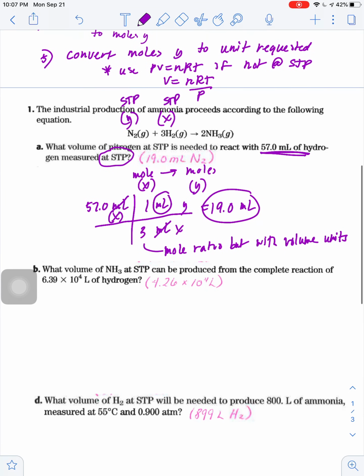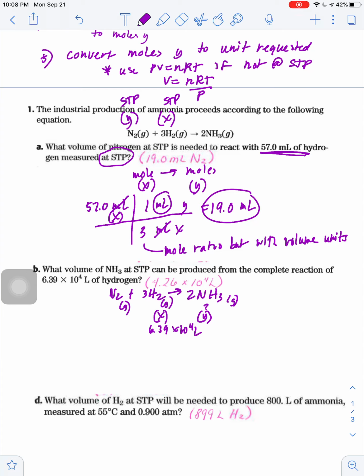Okay, so let's do the second one here. We're going to use the same balanced equation, nitrogen reacting with hydrogen to form ammonia, and everything is gas. This time, what volume of ammonia is the question mark, so that will be our Y. And we are starting with a certain amount of hydrogen, so that will be our X, and we have 6.39 times 10 to the 4th liters of it.